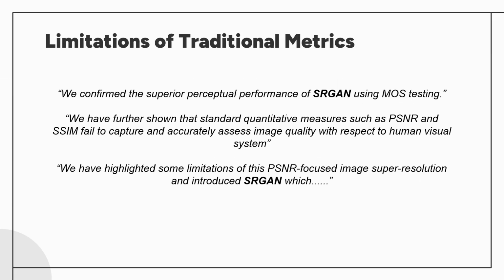As the SRGAN authors noted, standard quantitative measures such as PSNR and SSIM fail to capture and accurately assess image quality with respect to the human visual system. This limitation became apparent when mean opinion score testing showed that humans preferred SRGAN results despite lower PSNR scores. This disconnection between objective metrics and subjective quality highlighted the need for better evaluation methods that consider perceptual similarity rather than mathematical differences.